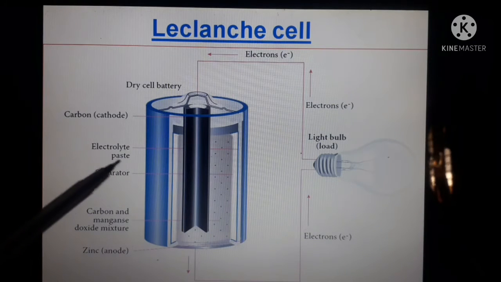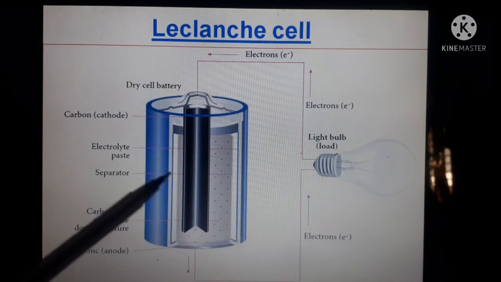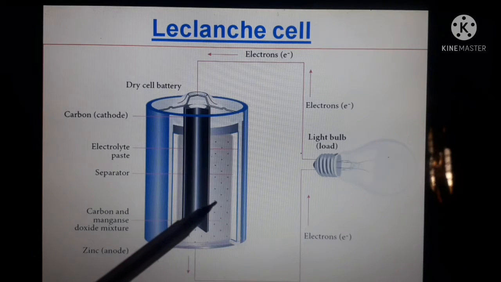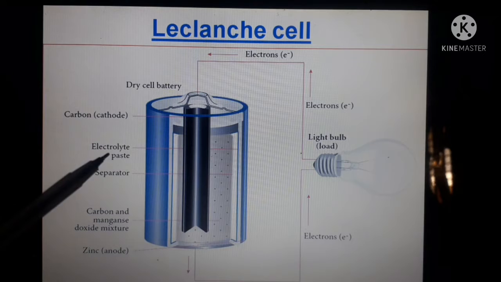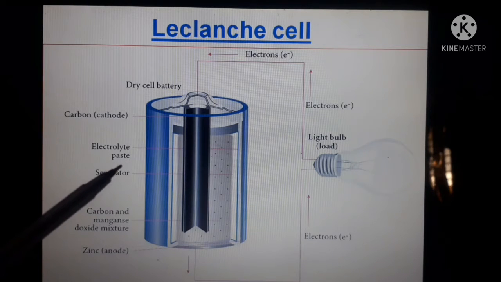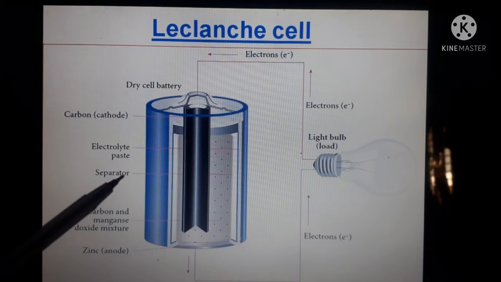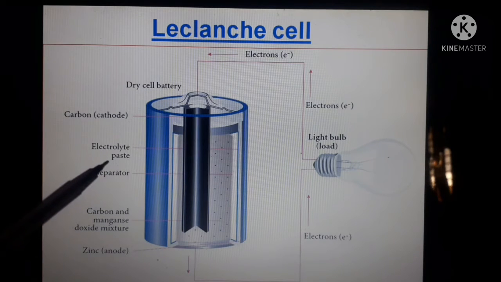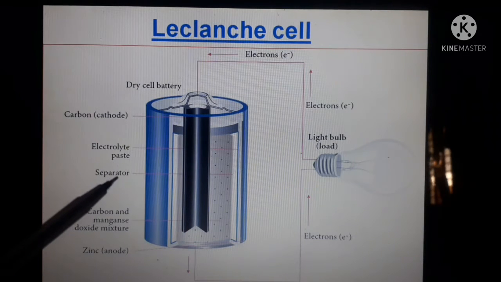Separator. After the manganese dioxide powder, the electrolyte paste is there. Electrolyte paste means ammonium hydroxide, ammonium chloride, any one of the electrolytes. Okay. Electrolyte paste is there because this is the medium for the electrodes. So these are the parts.